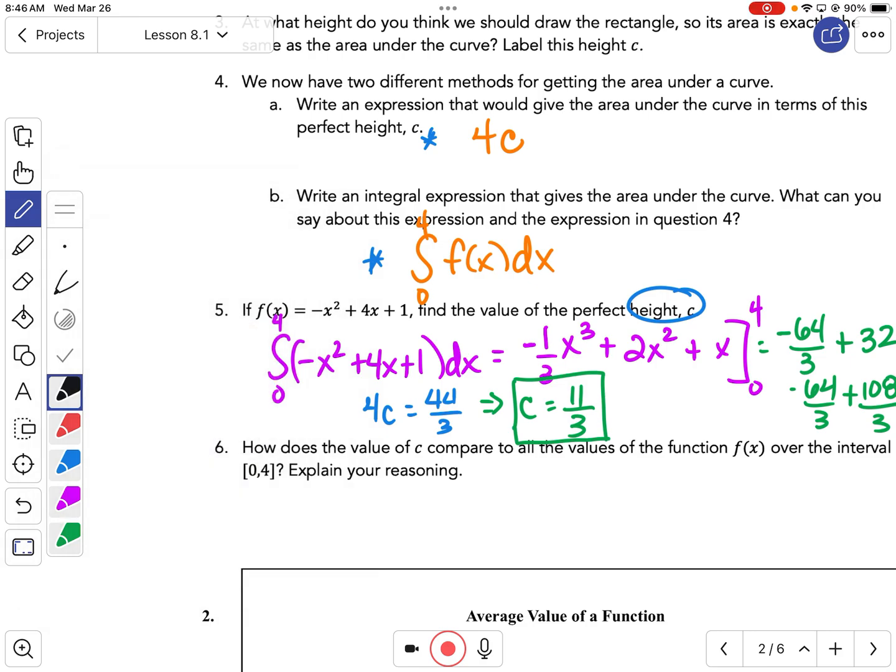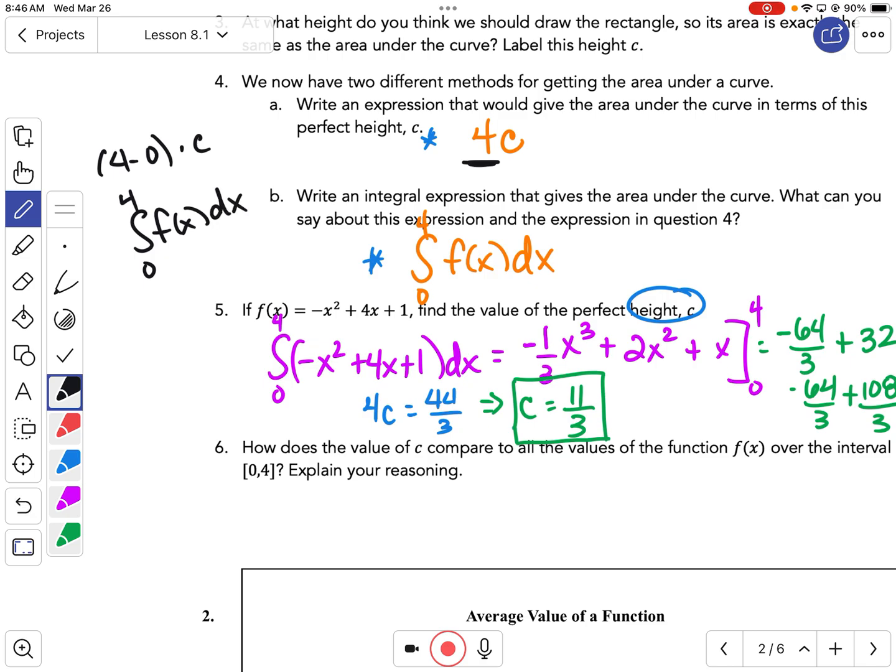If we have just some basic curve, and we want to find our average value, first of all, where did that 4 come from? The width. Our x's were from 0 to 4. So how could we refer to that? It's our interval. So we had 4 minus 0, so b minus a, times c. This was the integral from 0 to 4 of f of x dx. So that's where it came from.